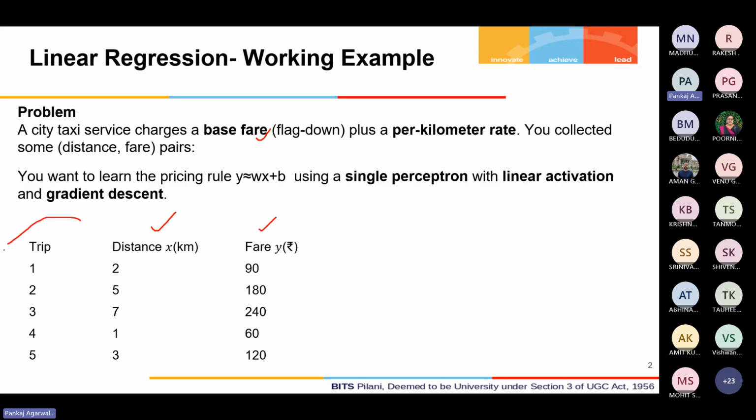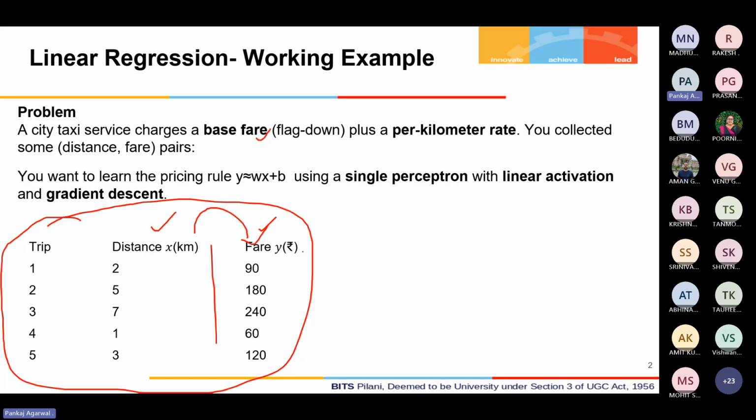So obviously, in typical scenarios, I would be given these kind of problems, and this is a typical linear regression problem. So based on my distance traveled, I want to predict the fare, right? So input and output are clear with us. x is the input, y is the output. I hope there are no issues in terms of understanding and visibility of the problem.